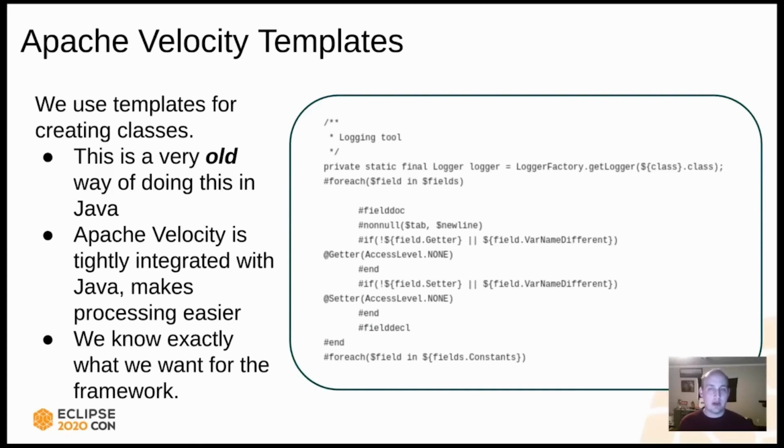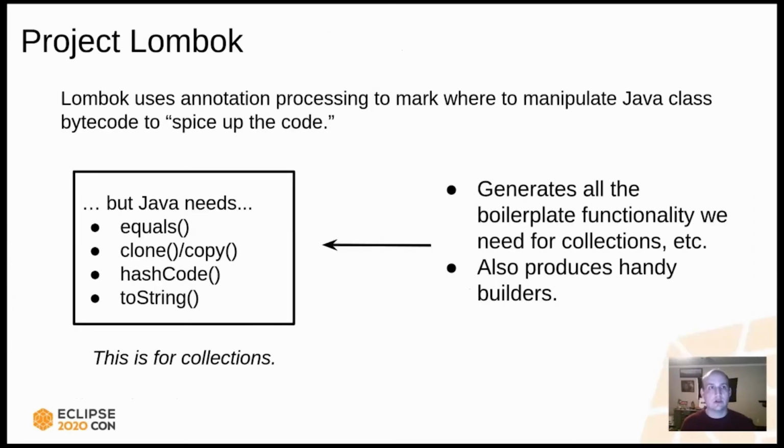What makes Apache Velocity the choice for this is that Apache Velocity is integrated very well with Java, and you can do callbacks and work directly with the generation framework. And templates are a very good solution for us because we know exactly what we want for the framework in ICE. We know what we want our JSON operations to look like. We know what we want descriptors and universal IDs to look like.